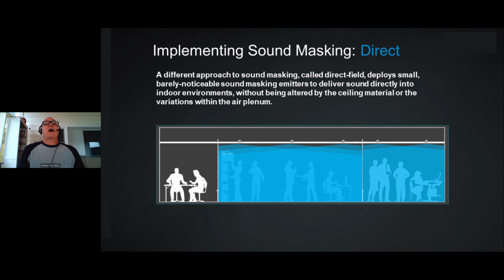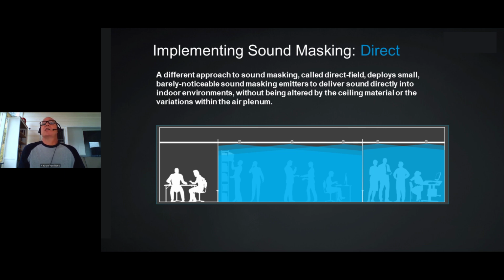In the early 2000s, acoustic consultants came up with an alternate approach to sound masking, taking advantage of advances in loudspeaker and amplifier technology. It's called direct or direct field sound masking. Simple network cabling is used to distribute sound masking to tiny loudspeakers installed throughout the ceiling. And you can see those here as these very small loudspeakers, or what we also call emitters. These emitters broadcast the sound masking signal directly into the environment.